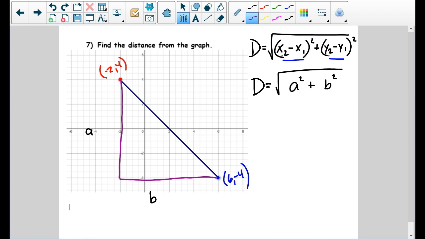Okay? So if I count, and again, each big line here is 2, so 2, 4, 6, 8. Count 2, 4, 6, 8. So they just happen to be the same. They won't always be the same. So these two numbers now that I just counted are what numbers get squared. So really I have square root 8 squared plus 8 squared. Okay? Just looking at that difference. So how far left and right, how far up and down. Okay?